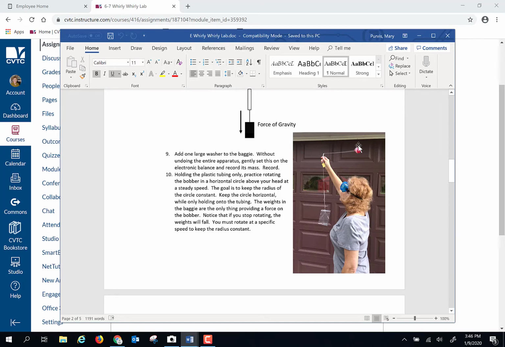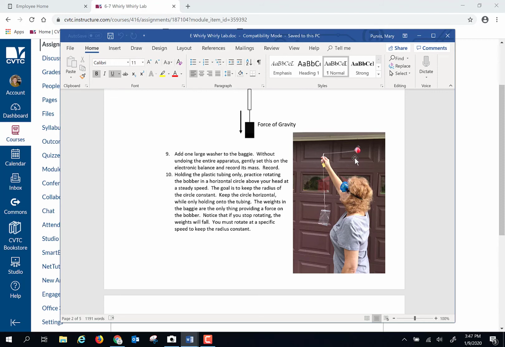Now, as you twirl this in a horizontal circle above your head, you are only going to be touching this little plastic tube. Nowhere does your hand actually touch the string. And the trick when you do this lab is that you have to maintain a fast enough speed so that the radius maintains the same. If you twirl too slow, the bobber is going to move inward and everything's going to start to fall. If you twirl too fast, the radius is going to get bigger. So you're going to have to be coordinated to do this. So make sure you have your coffee or whatever it is that makes you coordinated.